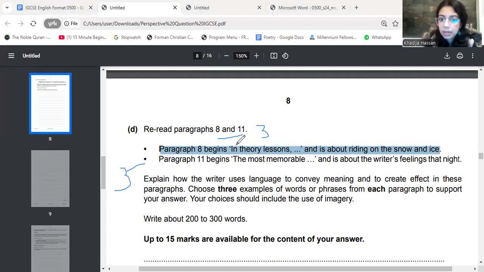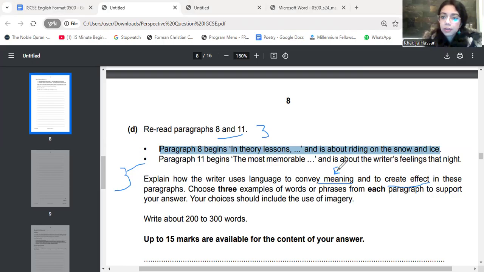Words or phrases that convey meaning, that is explicit meaning, some sort of obvious meaning, and create effect. Effect is implicit meaning, right? So what kind of atmosphere is created when that phrase is used? What kind of ideas are conveyed to the reader when that word or phrase is used, right? Choose 3 examples of words or phrases from each paragraph to support your answer. And then they've given us a third condition. The first condition is that it needs to have some kind of explicit meaning, some kind of obvious meaning. Anybody who reads the sentence, what they gauge from it, that is the explicit.